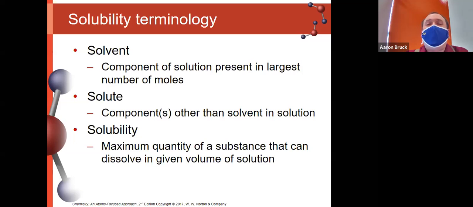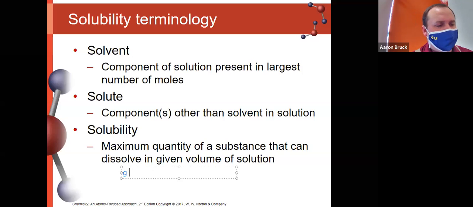Now, most commonly, we are dealing with solutions that are water-based, aqueous solutions. And so water would be the solvent in those cases, and whatever is dissolved in the water would be the solute or solutes. We measure solubility of a solute based upon how much of that substance can dissolve in a given amount of solution. And we usually measure that in terms of grams of solute per 100 grams of solvent.